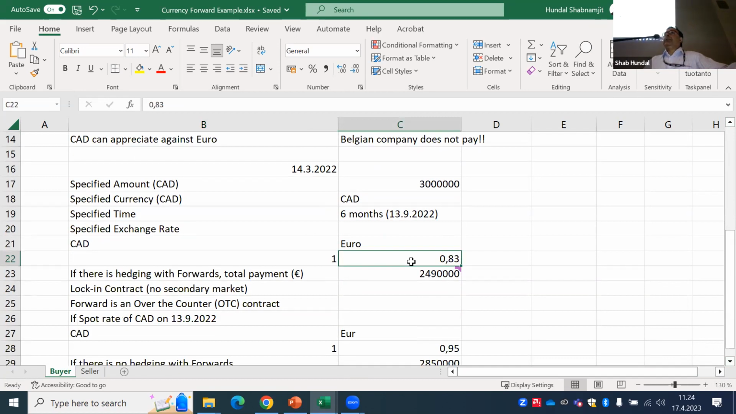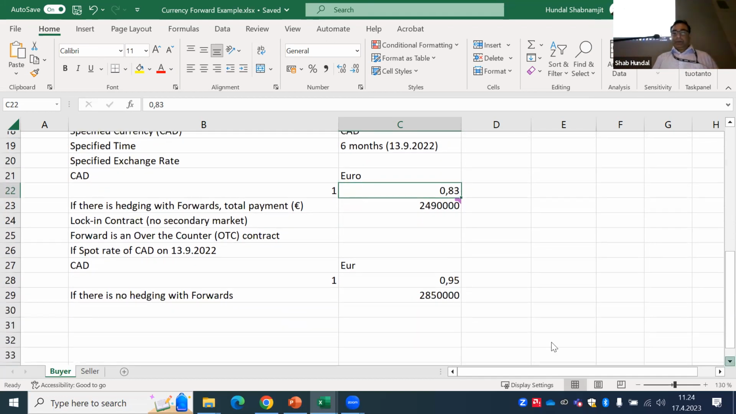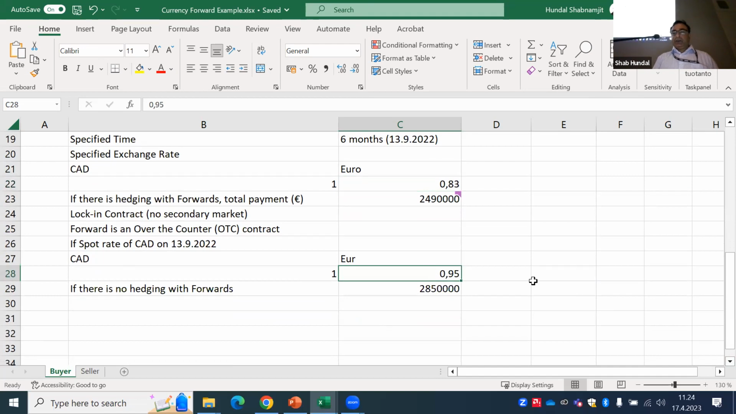What if you have not covered your position and you remain at the mercy of the financial markets? And on 13th of September, the rate of exchange is not 95, but let's say 40 cents or 30 cents. Or the Canadian dollar becomes very cheap. Was it not a good idea not taking the insurance? Did you understand my question? It's purely a risk because you never know it.